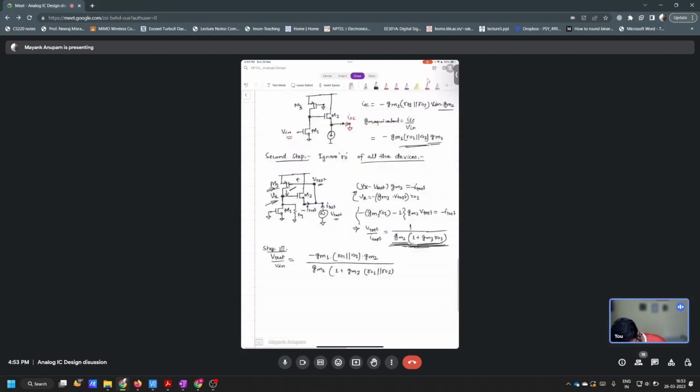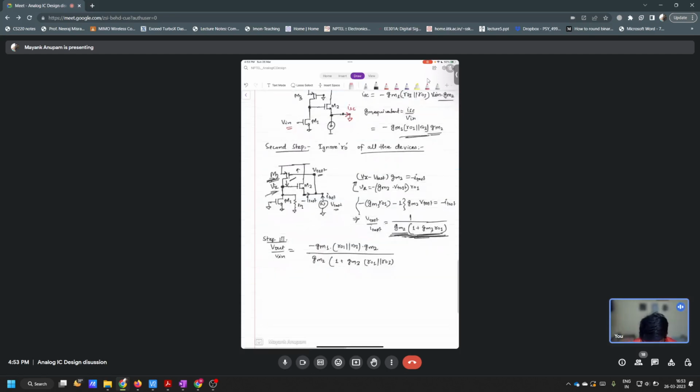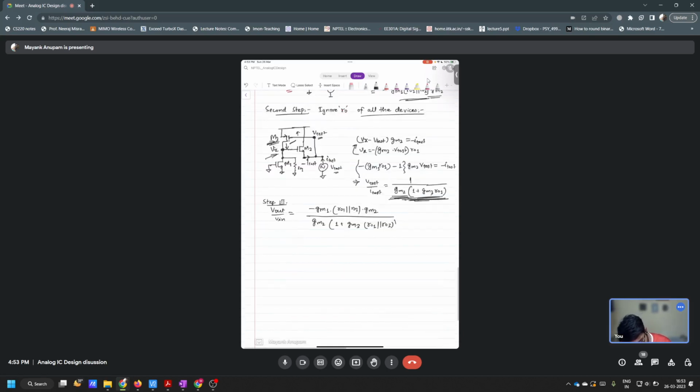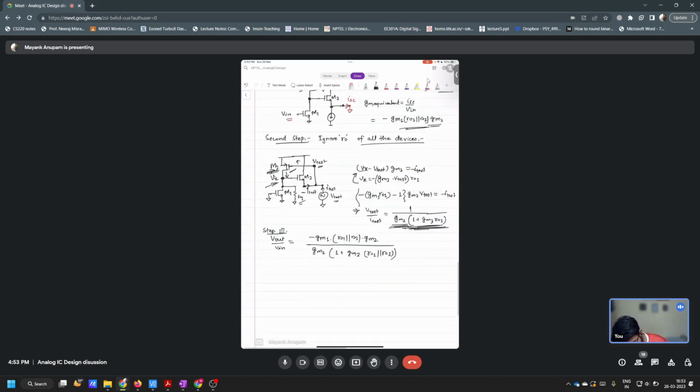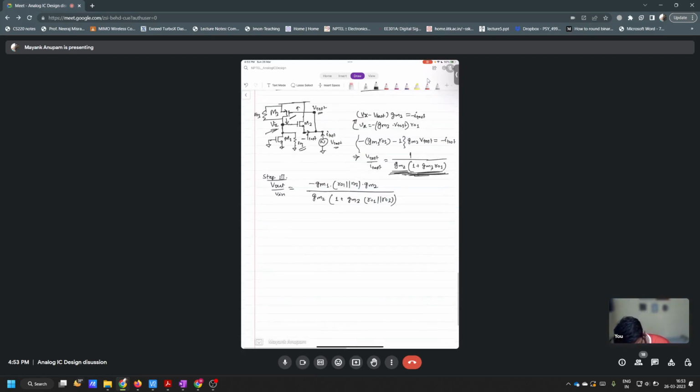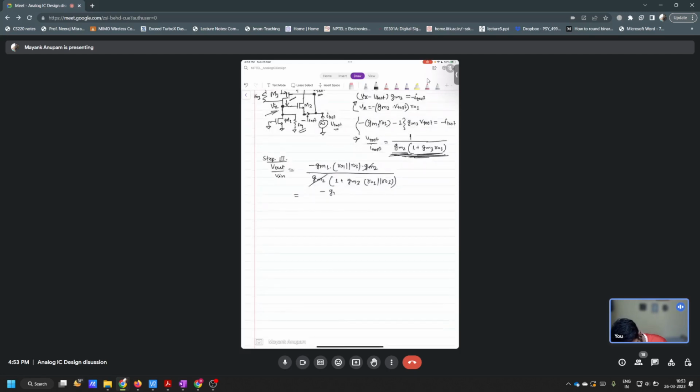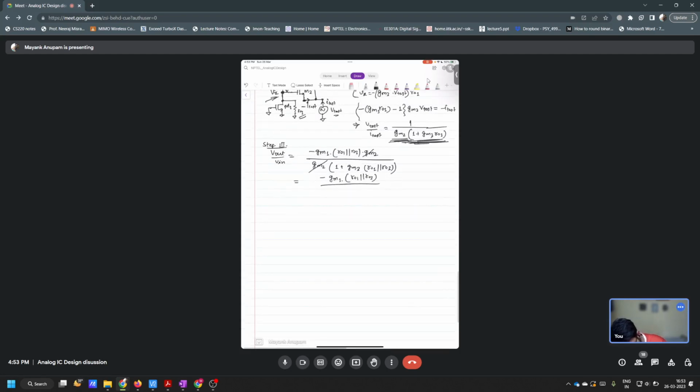Here we ignored the output resistance of M3, but if we had taken the output resistance of M3 also, then this would have been simply parallel. You see Ro1 here and Ro3 here, they will simply be in parallel. So Gm2 and Gm2 are gone. So it is minus Gm1 times Ro1 parallel Ro3, divided by 1 plus Gm3 times Ro1 parallel Ro3. Correct?